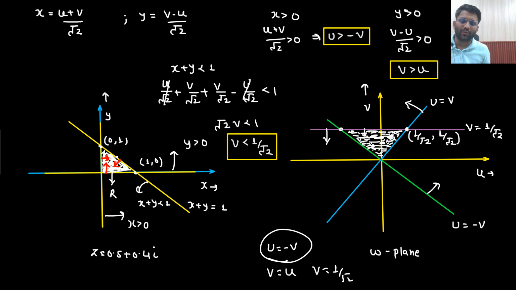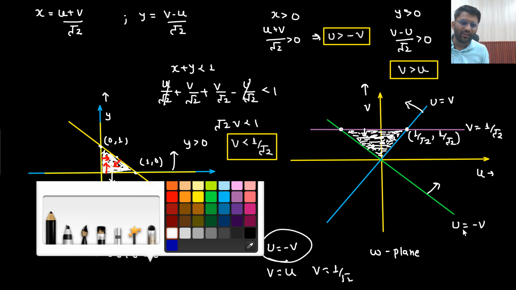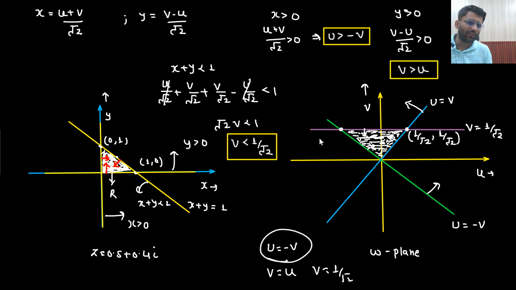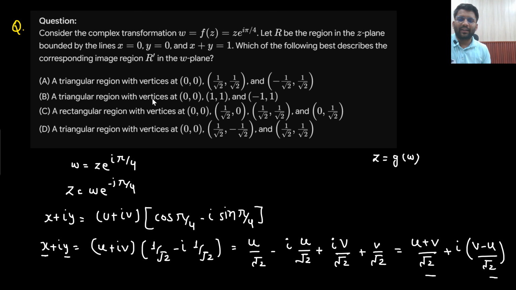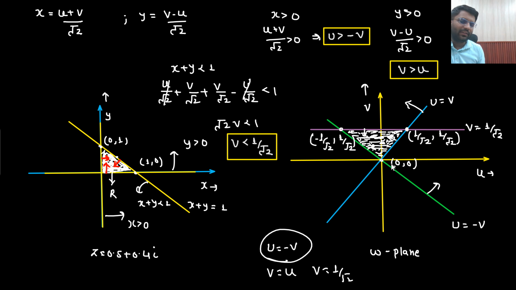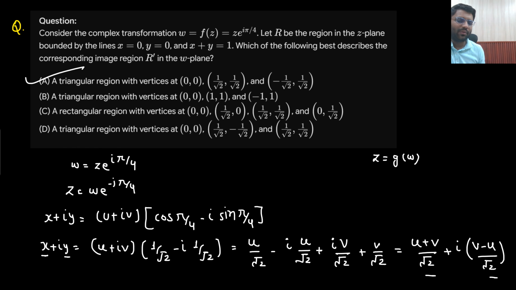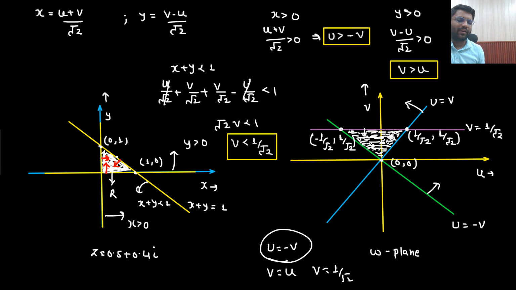What will be this point? Here u equals minus v, and v is already 1 by under root 2. So what will be the value of u? u will be minus 1 by under root 2. So u is minus 1 by under root 2 and v is 1 by under root 2. And this point is 0, 0. So your bounded region is nothing but a triangular region with the vertices 0, 0; 1 by under root 2, 1 by under root 2; and minus 1 by under root 2, 1 by under root 2. This is the answer.